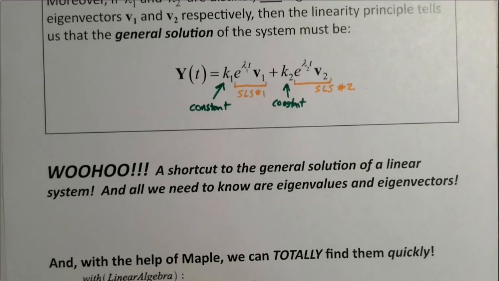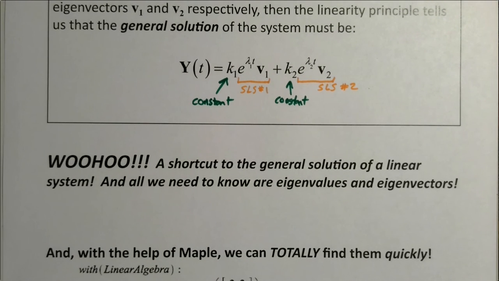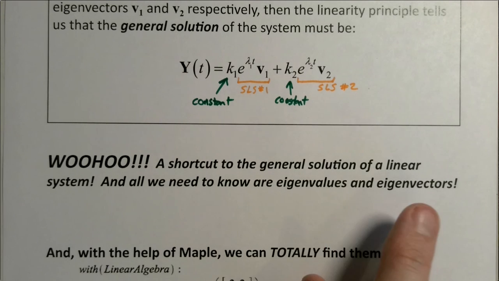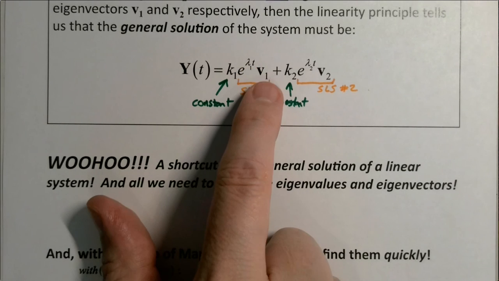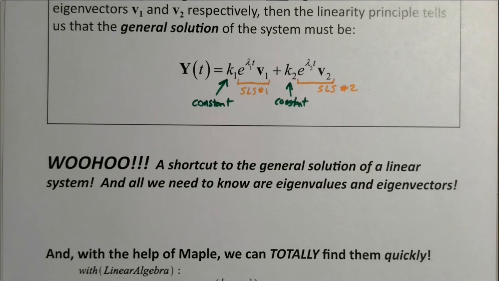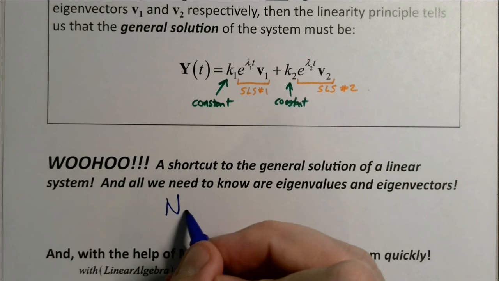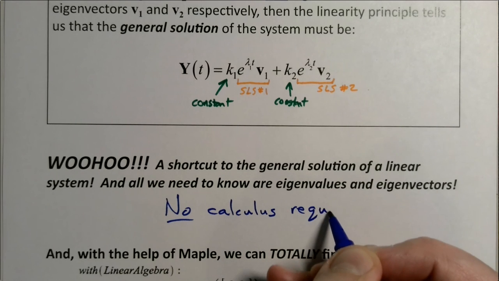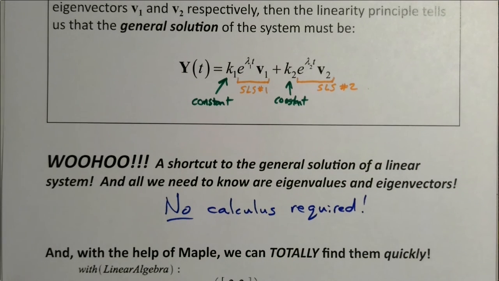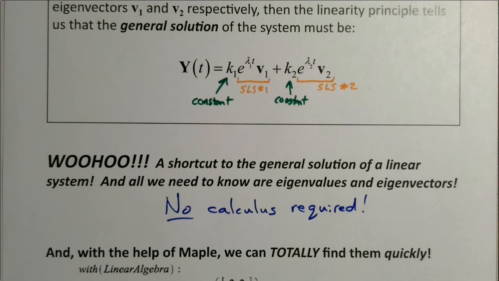And so this is huge. We have a shortcut to get the general solution of a linear system. All we need to know are eigenvalues and eigenvectors. And I don't know if you remember, but finding lambda and finding v required no calculus. And this is huge. We're able to essentially solve a differential equation without doing any calculus. Think about that for a second.